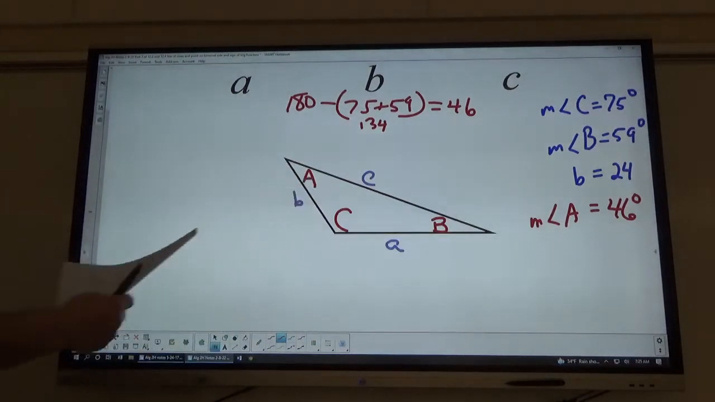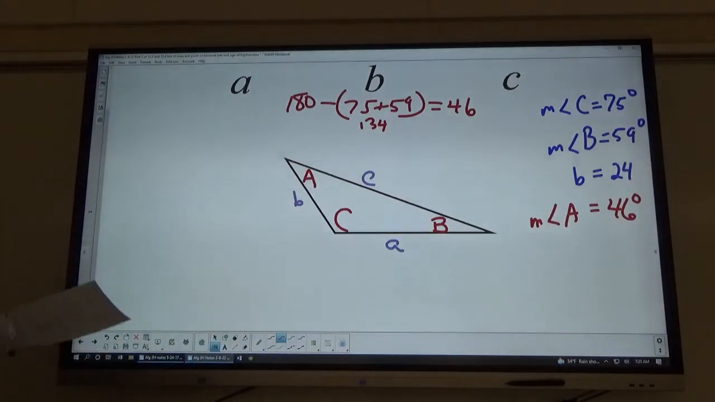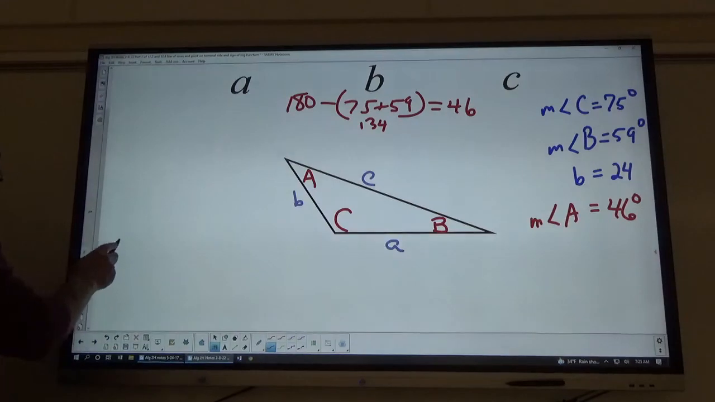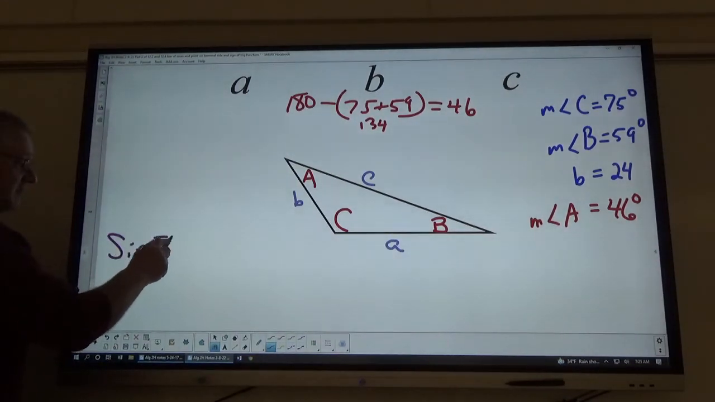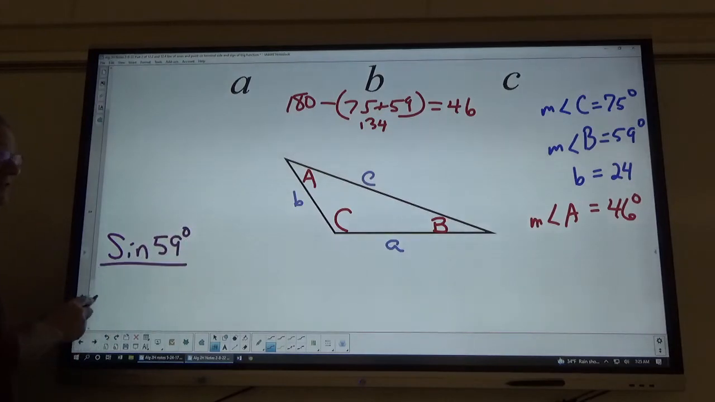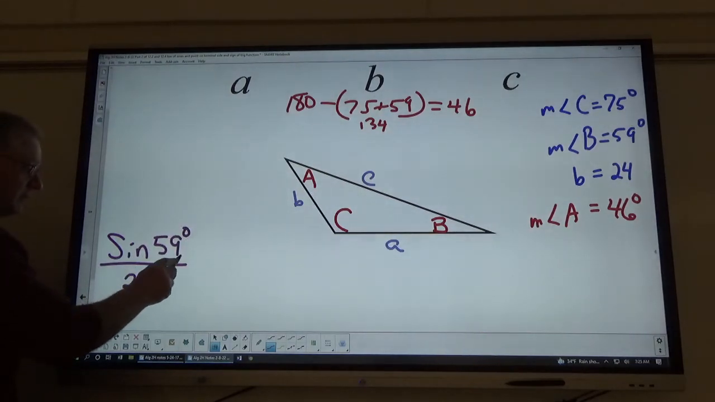Now, to continue to find side A and side C, which we don't have, I'm going to start with the angle and side across from it, by the same letter, that we currently have. We currently have angle B and side B. So sine of angle B, 59 degrees, over side B, 24, equals.